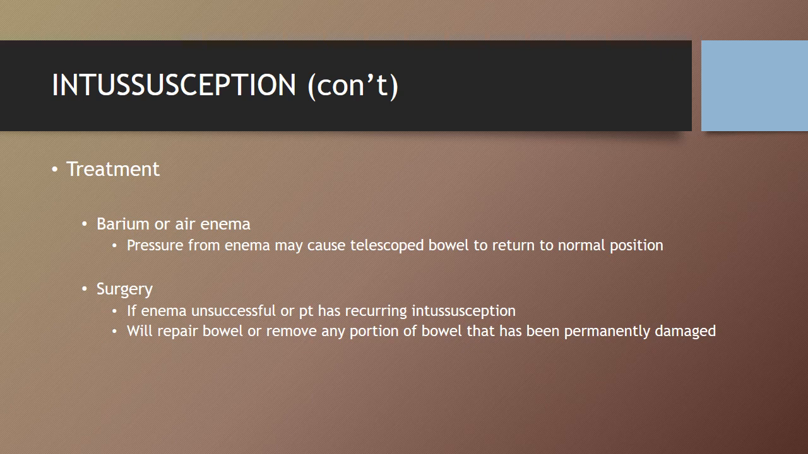However, if this does not work, or this is the second, third time they've had an intussusception, then they will actually go in and repair the bowel through surgery, and then remove any portion of the bowel that has been permanently damaged. So if any of that bowel did get ischemic and die, they will remove that.